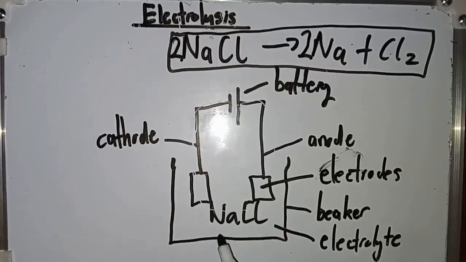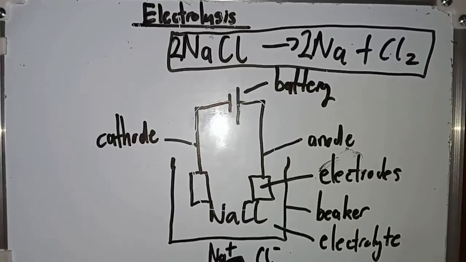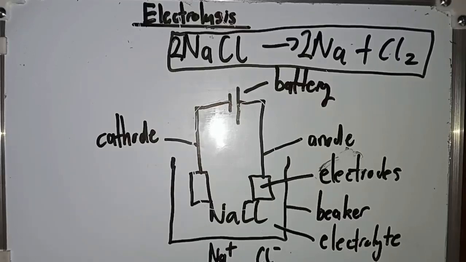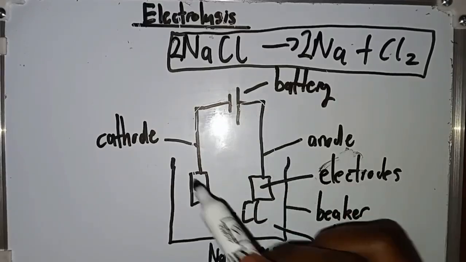So in this sodium chloride, what happens during electrolysis? In this sodium chloride, we have ions: sodium ions and chloride ions. This is the positive ion, this is the negative ion. This is the cation, and this is the anion. A cation is a positive ion. All positively charged ions are called cations, and negatively charged ions are called anions.